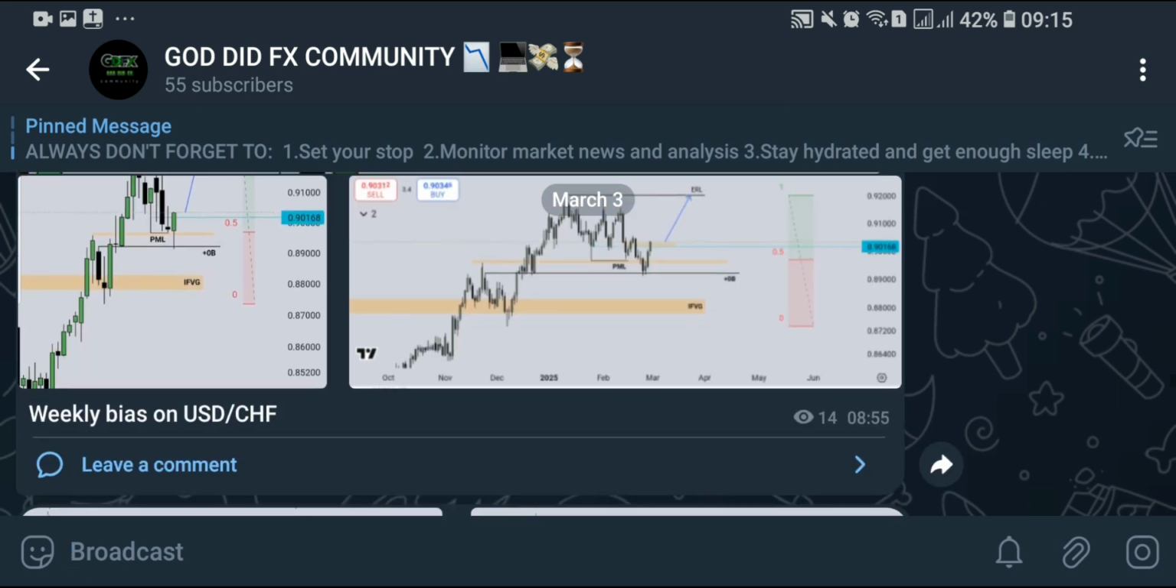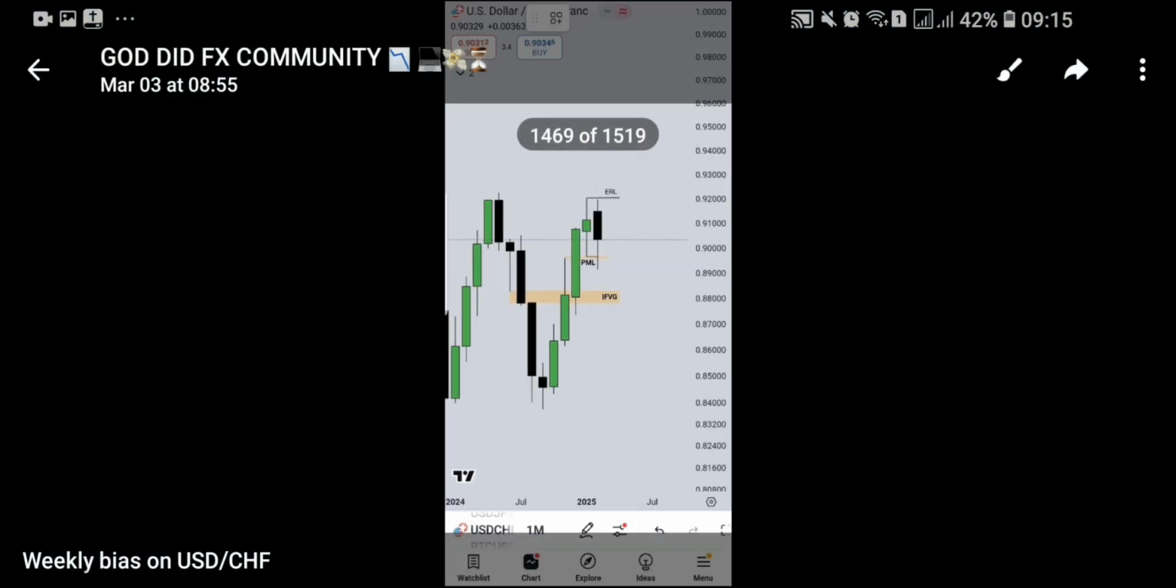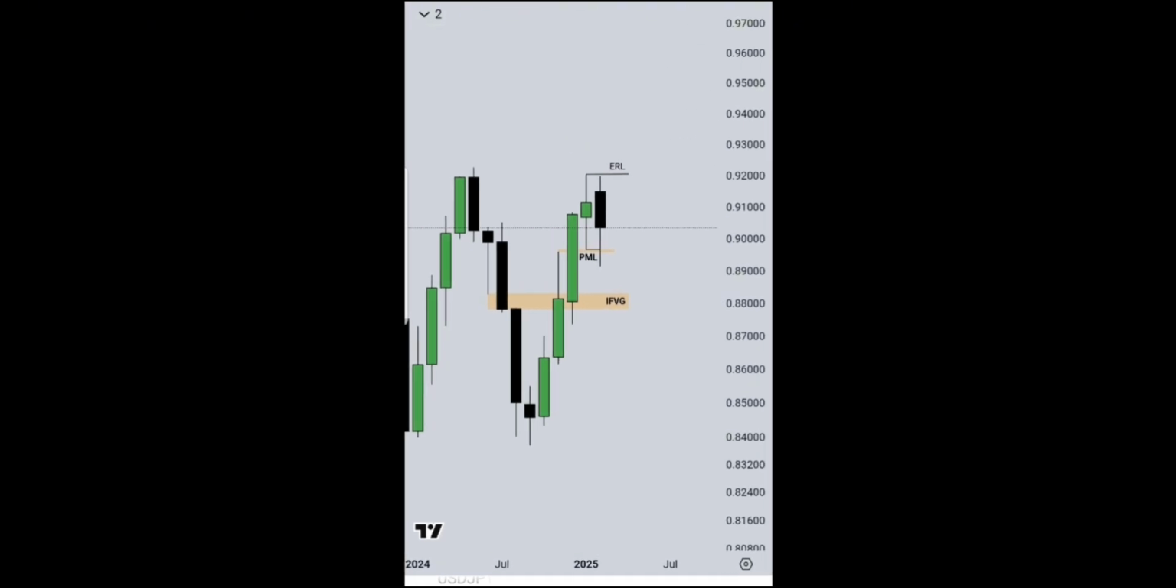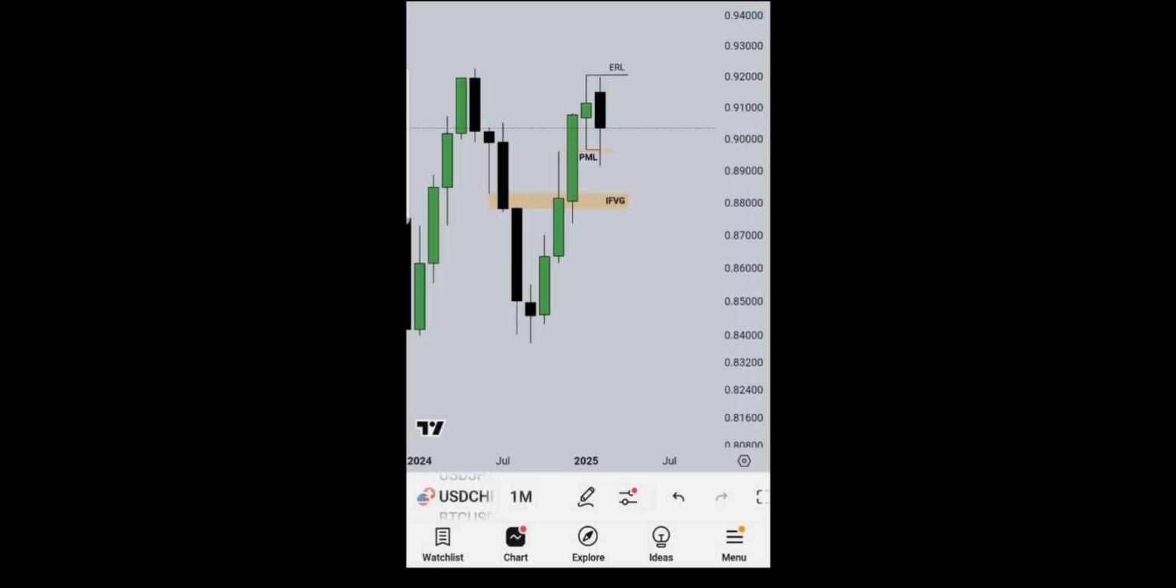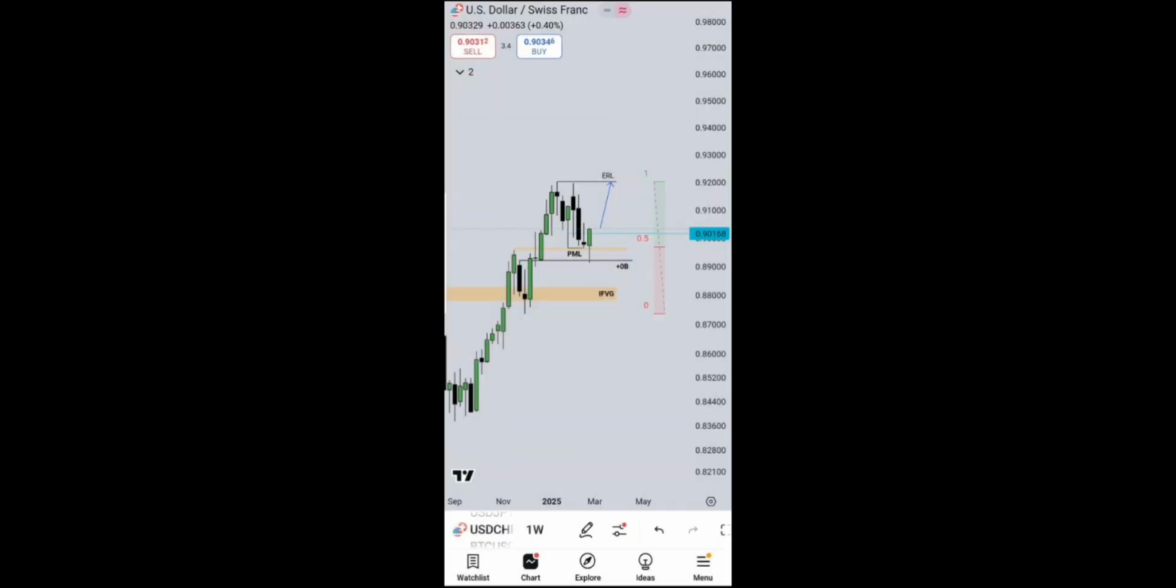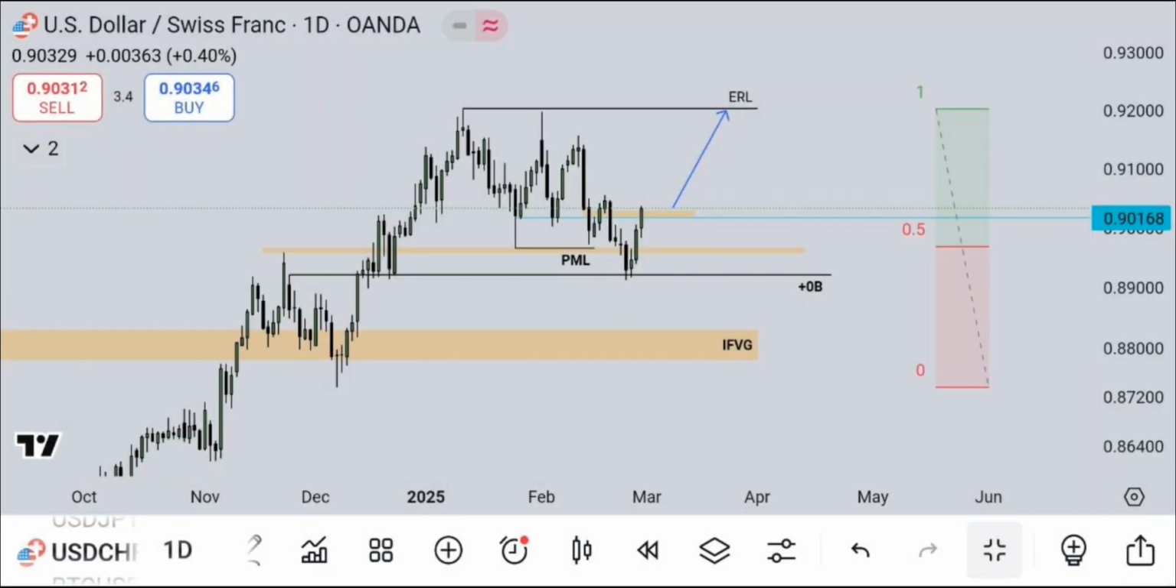Here's the second one. It was the USD CHF. So this is the monthly time frame, then the USD CHF, but this one didn't go as planned, and I personally also didn't execute this because it never fulfilled my criteria, my entry criteria, as you can see.